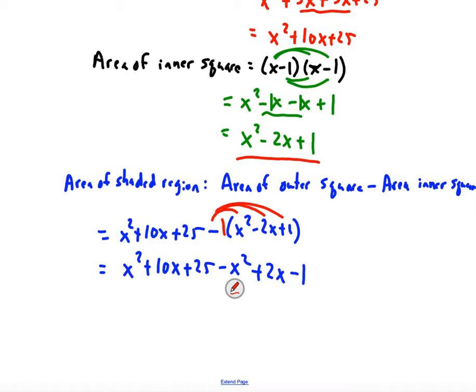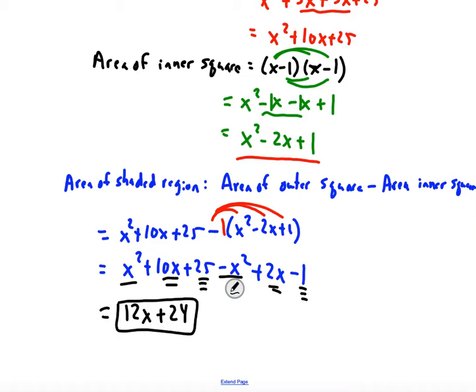So now I'm supposed to combine my like terms. Notice in this case the x squared terms went away. They canceled out. 10x plus 2x is 12x. 25 minus 1 there is a plus 24. So there's the area of the shaded in region.